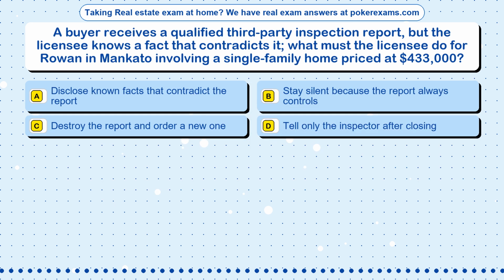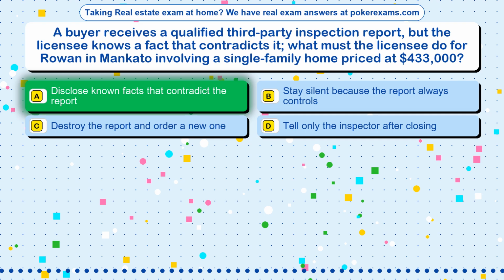Question 61. A buyer receives a qualified third-party inspection report, but the licensee knows a fact that contradicts it. What must the licensee do for Rowan and Mankato involving a single-family home priced at $433,000? Option A. Disclose known facts that contradict the report. Option B. Stay silent because the report always controls. Option C. Destroy the report and order a new one. Option D. Tell only the inspector after closing.